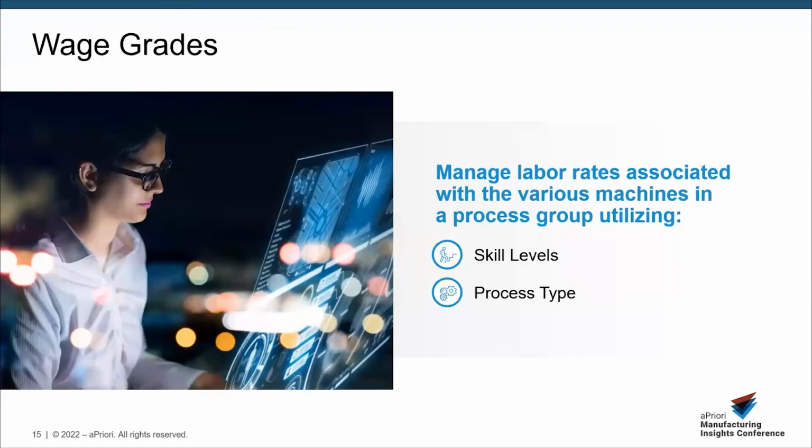The wage grade tables within aPriori provide an efficient method for managing and updating the labor rate data, which is used to calculate labor costs for all processes. This functionality allows you to update labor rates much more efficiently than you could with previous releases. Previously, the labor rate field for every machine for every process had to be populated and managed individually. Therefore, updating the labor rates for an entire digital factory required entering updated values for thousands of machines, even though typically many or all of the machines for the same process use the same labor rate.